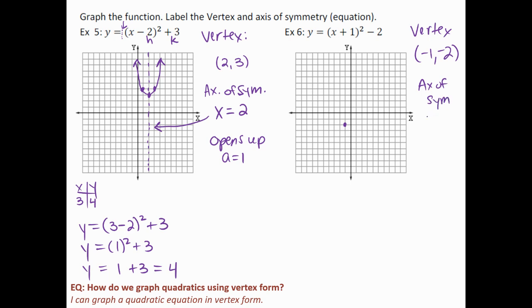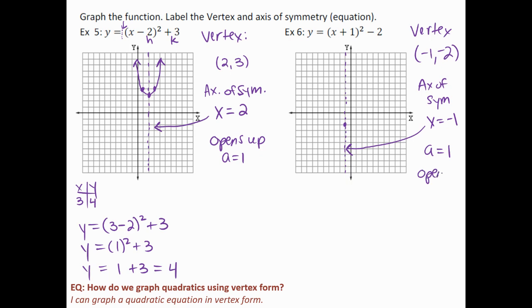And then my axis of symmetry is going to be x equals -1. It's whatever your h value was. And again, graphing it, it goes right through the vertex. And this one, I'm going to go ahead and point to it. There it is right there.